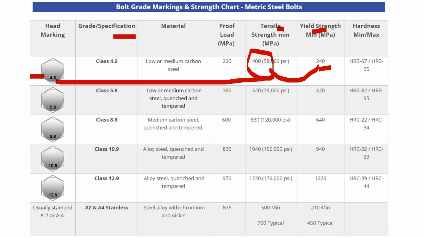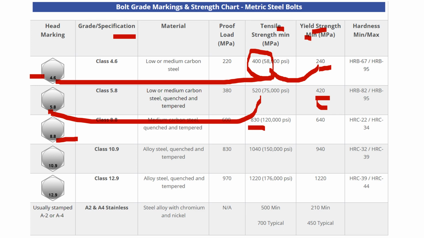But you will not find exactly this in other cases. If it is 5, it should be 500, but it shows 520, because it varies from 500 to 520. So you multiply 520 or 500 by 0.8, and it should come to 400. So 400 to 420 is the yield strength. Similarly, for 8.8, it is written 830, that means 800 to 830. If you multiply by 0.8, it is 640, so 640 is the yield strength.